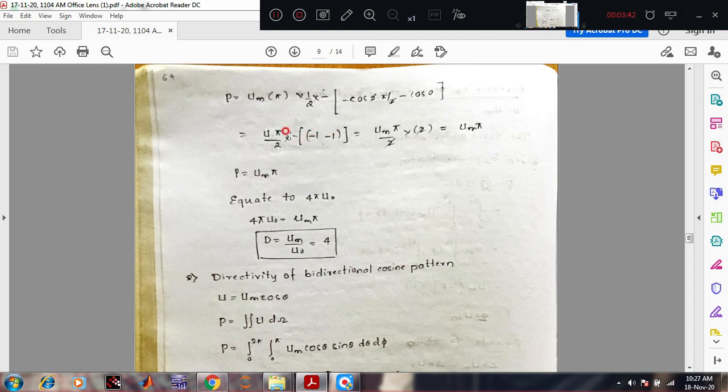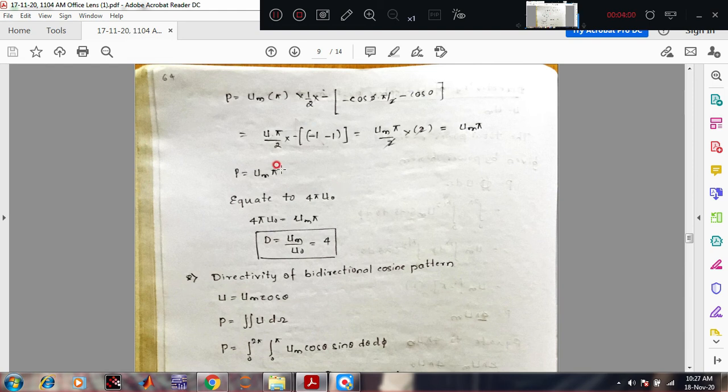That will be minus 2 into minus, which is 2. So Um pi times 2 divided by 2, the 2 and 2 will get cancelled, right? So the answer will be Um pi. So the power radiated will be P equal to Um pi.